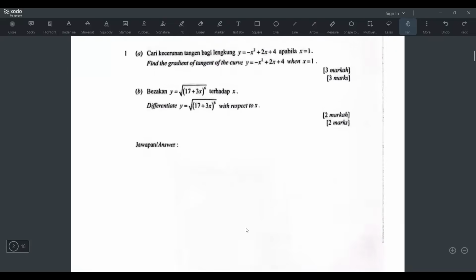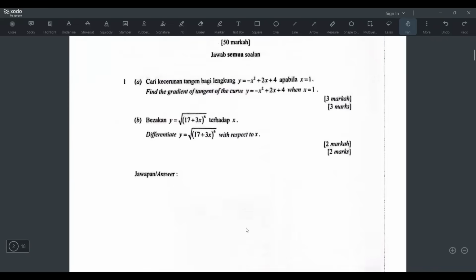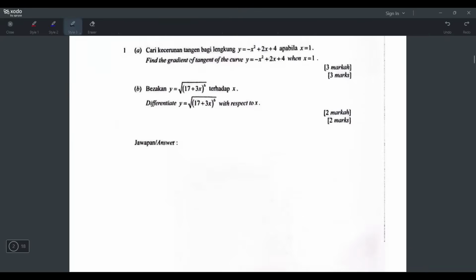Okay, let's go. Alright, bahagian A, number 1. Find the gradient of tangent of the curve y equals negative x squared plus 2x plus 4 when x equals 1. Alright, this is definitely from Form 5 chapter 2 lah. Yeah, because gradient tangent, right? The differentiation chapter. Dalam bahasa Melayu, pembezaan.